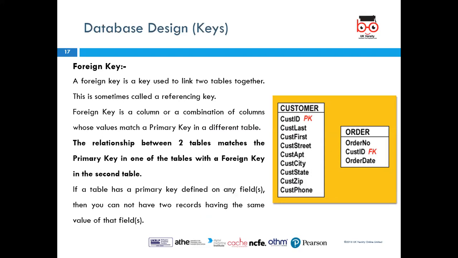We mentioned before foreign keys, which are our joins. A foreign key is simply a key used to link two tables together, and this can sometimes be called a referencing key. So we might have a value which is repeating in multiple tables and allows us to communicate. So what happens is that the relationship between two tables will now match.